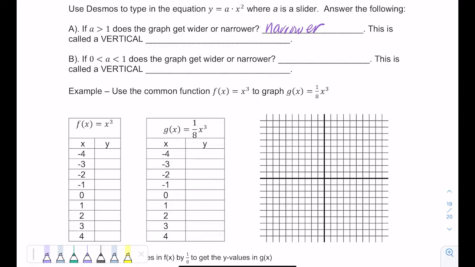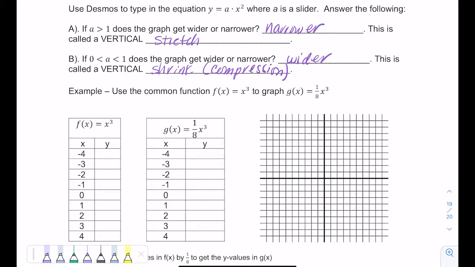And this is called a vertical stretch. If a is between 0 and 1, what happened? It got wider, as we saw. Okay, and this is called a vertical shrink, or sometimes I may refer to it as a compression.